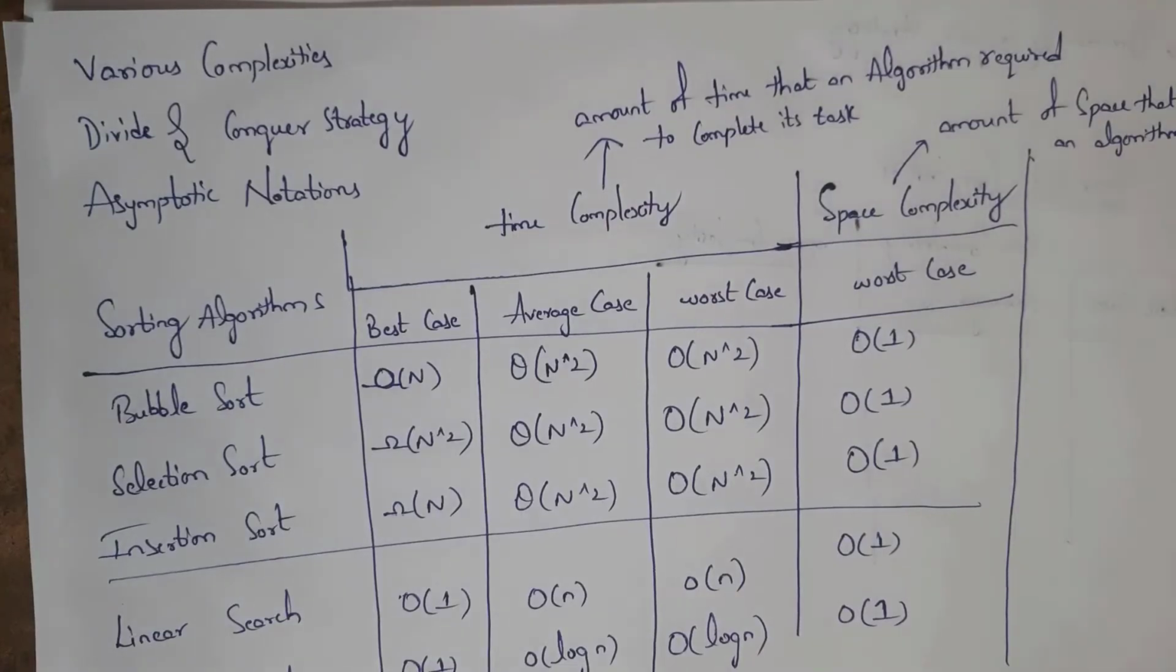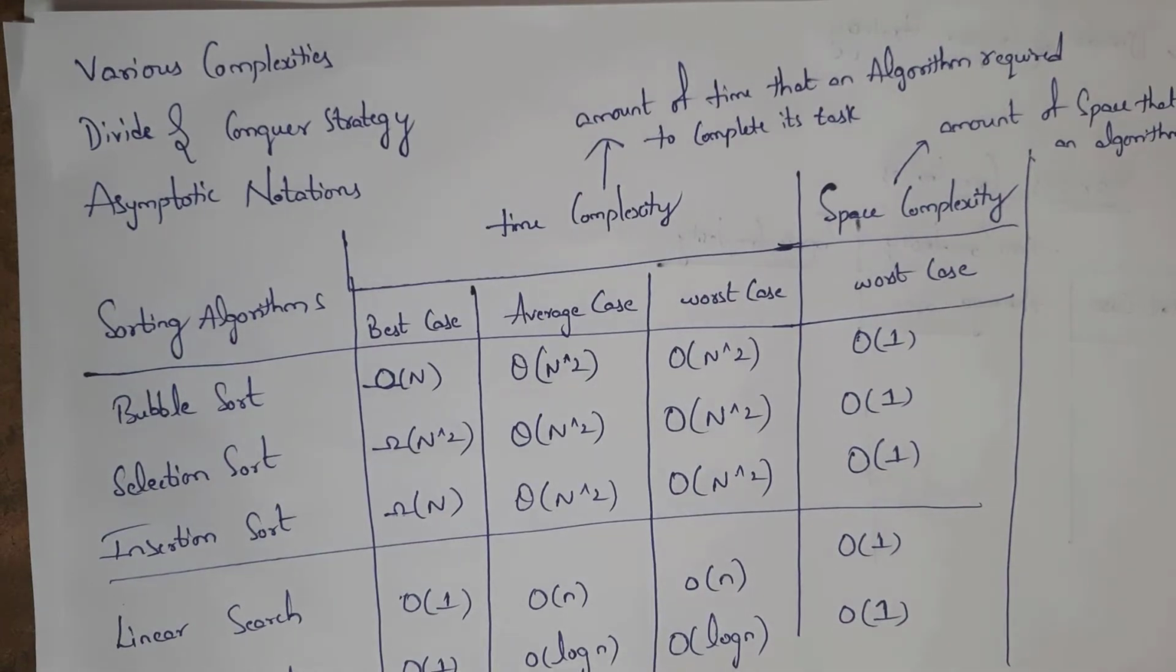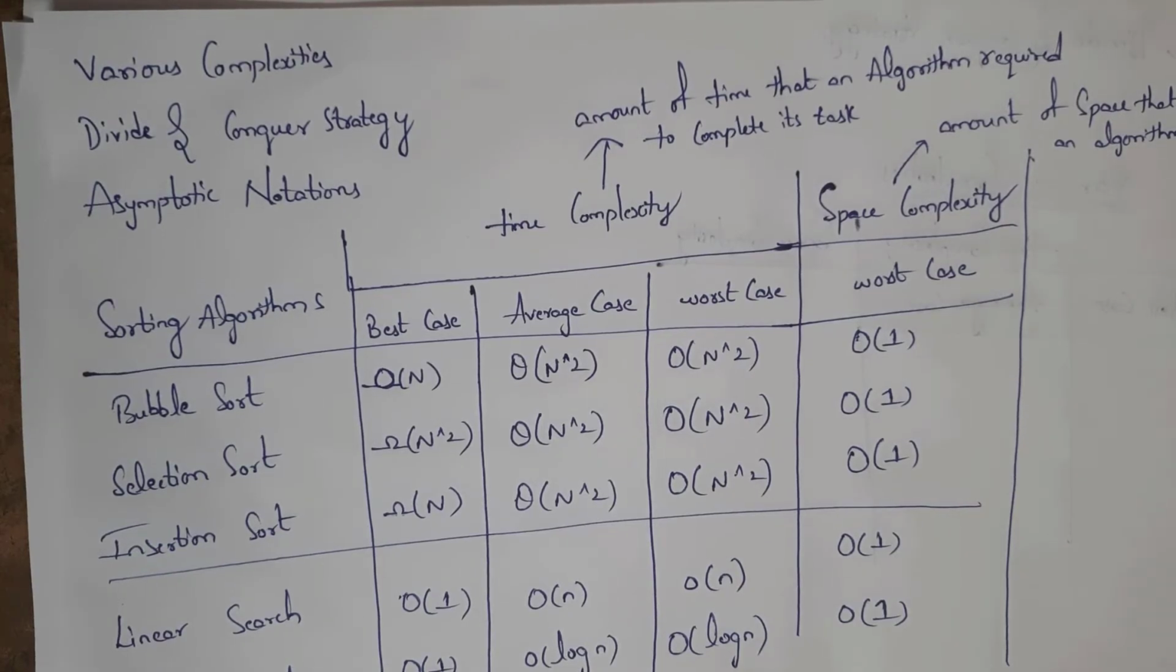Next topic is various complexities of sorting algorithms, and also I will explain what is divide and conquer strategy and asymptotic notations. At first I will explain various complexities of sorting algorithms. Complexities are classified into two types. One is time complexity and another one is space complexity. Time complexity means the amount of time that an algorithm requires to complete its task, and similarly the amount of space that an algorithm requires is known as space complexity.